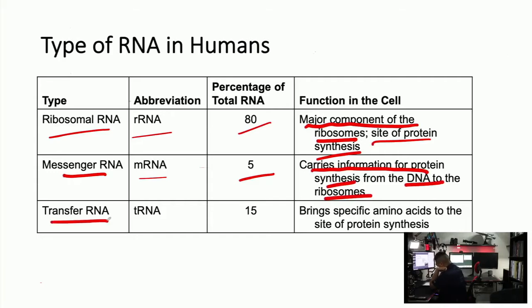And then transfer RNA, tRNA, is 15% in people. And it actually transfers amino acids, right, to the ribosome to carry out protein synthesis based on the sequence that's on the mRNA, right?